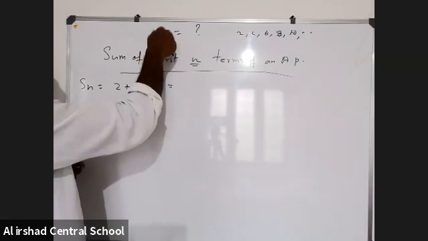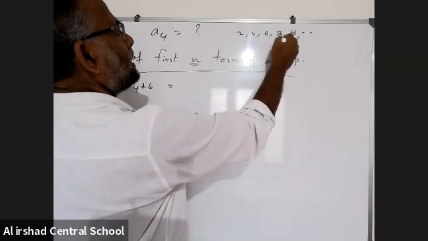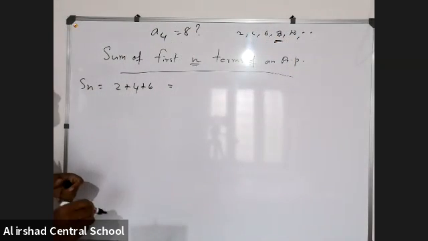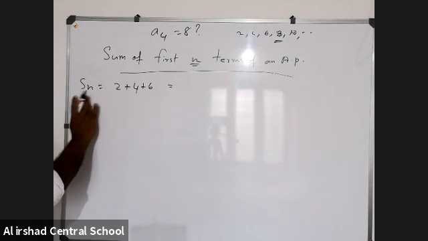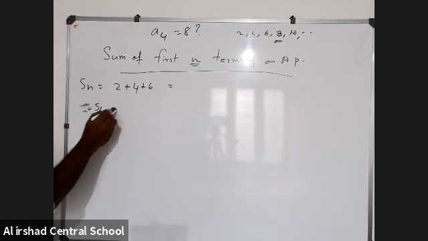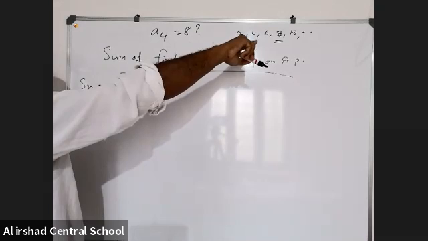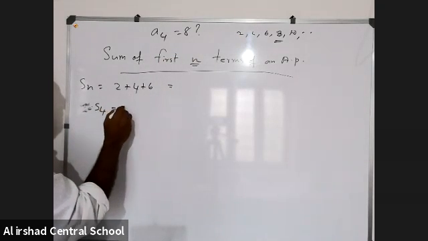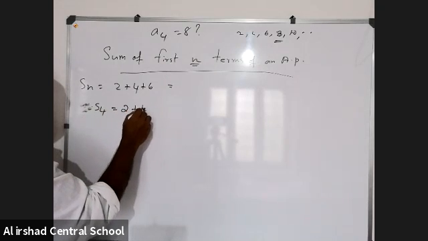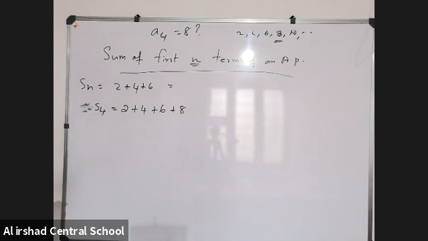Here what is A4? A4 is 1, 2, 3, 4: 8. 8 is F4. Now, here my question is S4. That means the sum of the n terms. That means 4 terms, up to 4, S4. First term 2 plus second term 4, third term 6, and 8, the fourth term 8. What happened? Any problem?